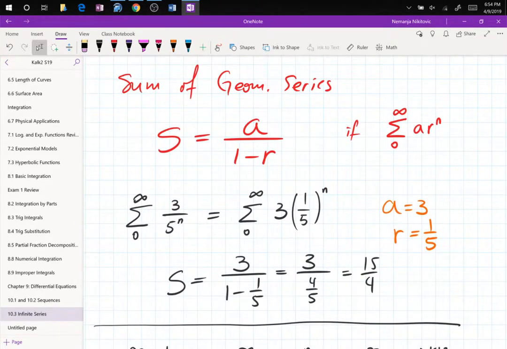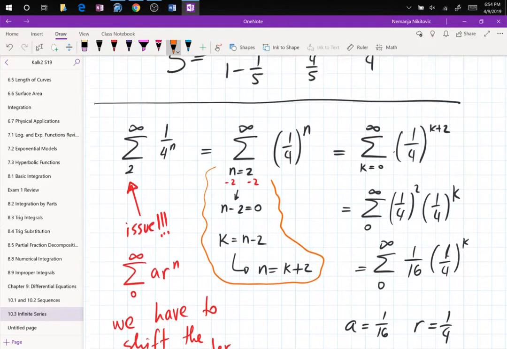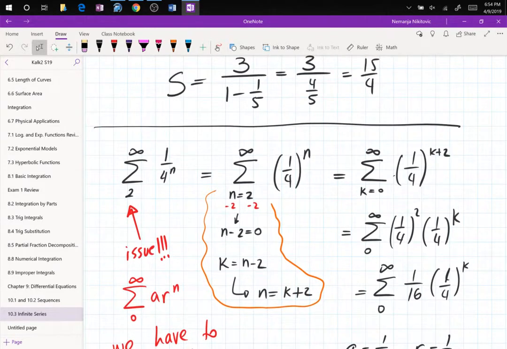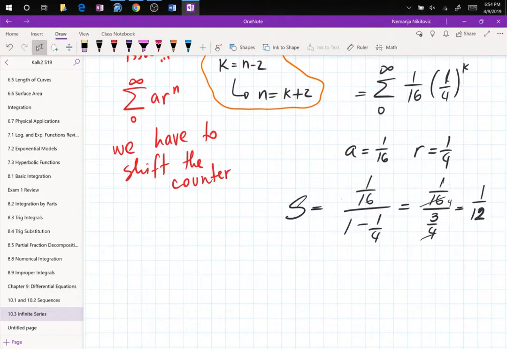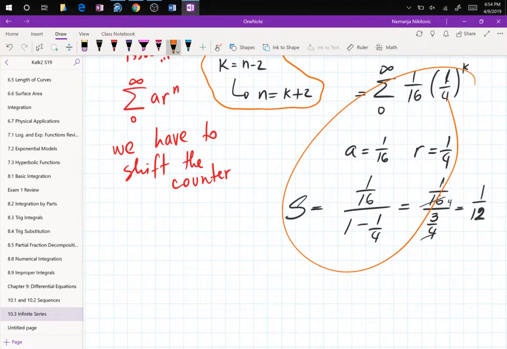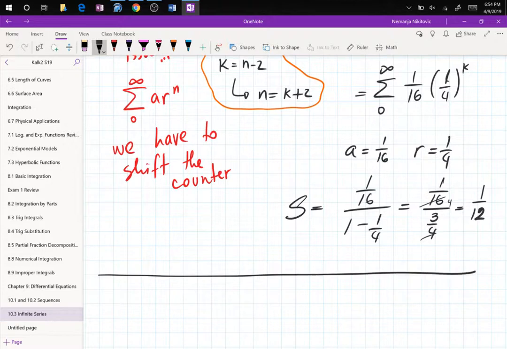Where we just said, okay, A is 3 and R is 1/5, plug everything in, you're done. Second example, not so easy, not so pretty, because the counter was shifted. So we had to shift the counter back to 0, and then once everything was done, this part is easy. You just pick your A and R and plug in the equation. So this closes the book on geometric series.